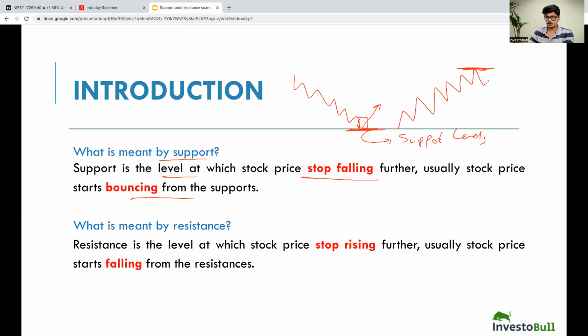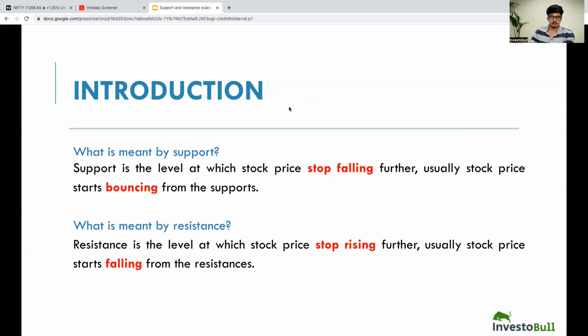Suppose a stock has rallied this way, and at a certain level it started falling down. These kinds of levels are called resistance levels. In the next slide, I'll show you a pictorial representation of support and resistance.